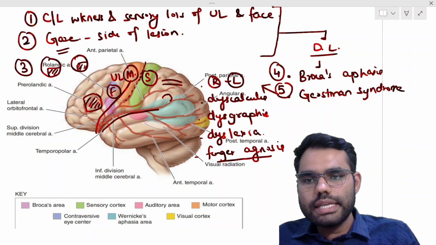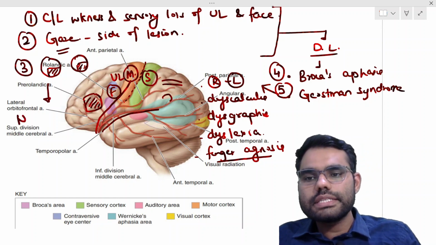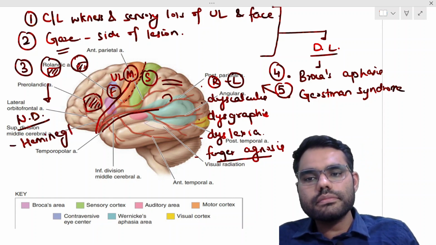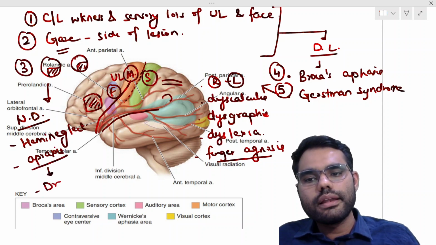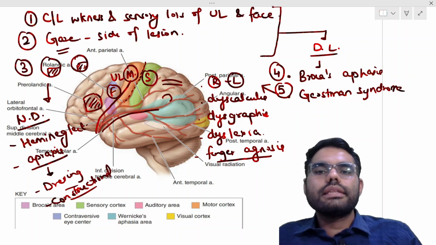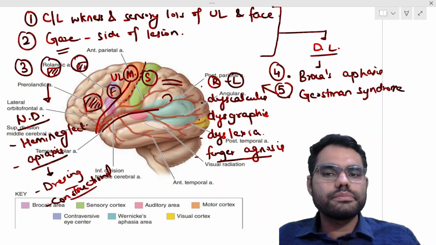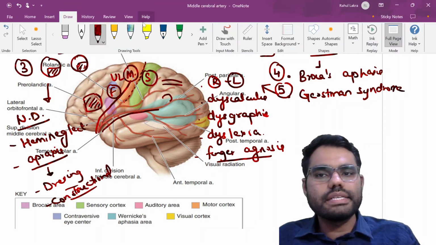Then apart from these three features, the extra features which are seen in the non-dominant side are hemi-neglect, then apraxias. Apraxia is not being able to perform a learned skillful movement, like dressing apraxia, constructional apraxia. So these are the things which are seen when there is involvement of the non-dominant side.